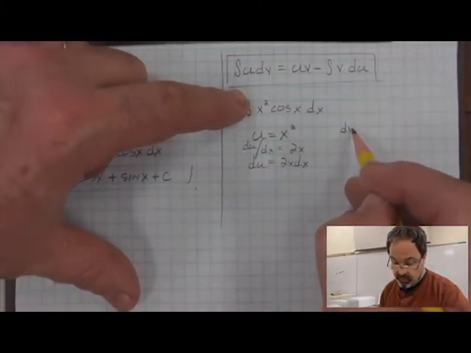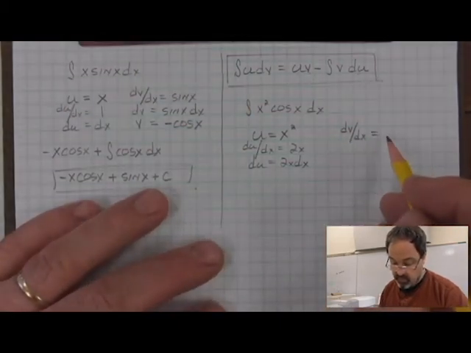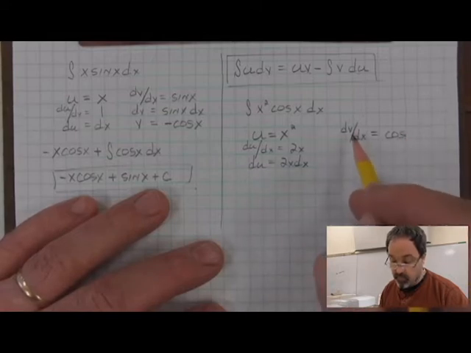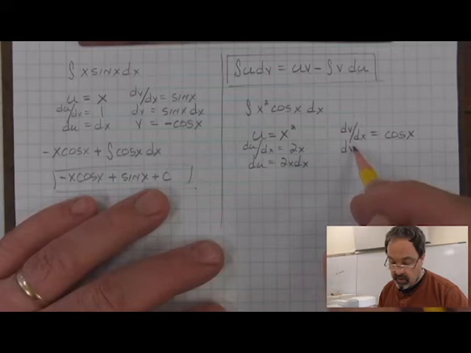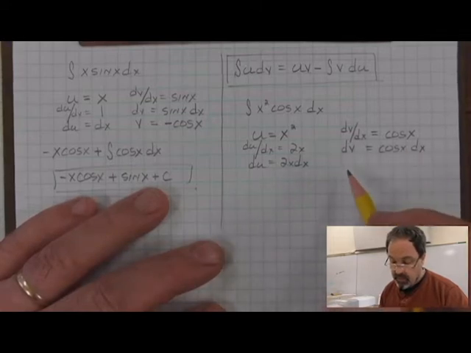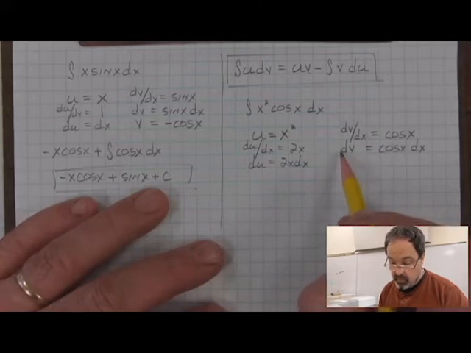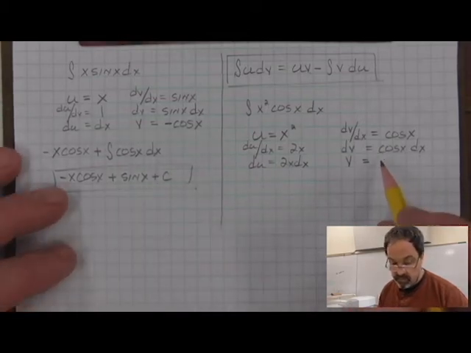That's the second substitution. dv over dx, the derivative of v I'm going to assign to be cosine x. And I'm in the habit of immediately solving for dv and integrating in order to get v. The integral of 1 dv is v, and the integral of cosine x with respect to x is sine x.